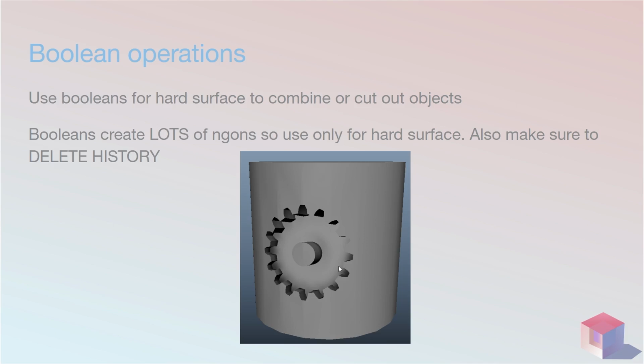For example, if you're making, say, a spaceship, or if you're making, I don't know, a robot or something. Very useful to be able to cut these objects out. But one thing is, depending on the meshes that you're using, they can create a lot of n-gons. So I would recommend only using these for hard surface tools. Additionally, make sure to delete history because Boolean operations create a lot of temporary objects. And so you need to delete history to apply the Boolean operation.